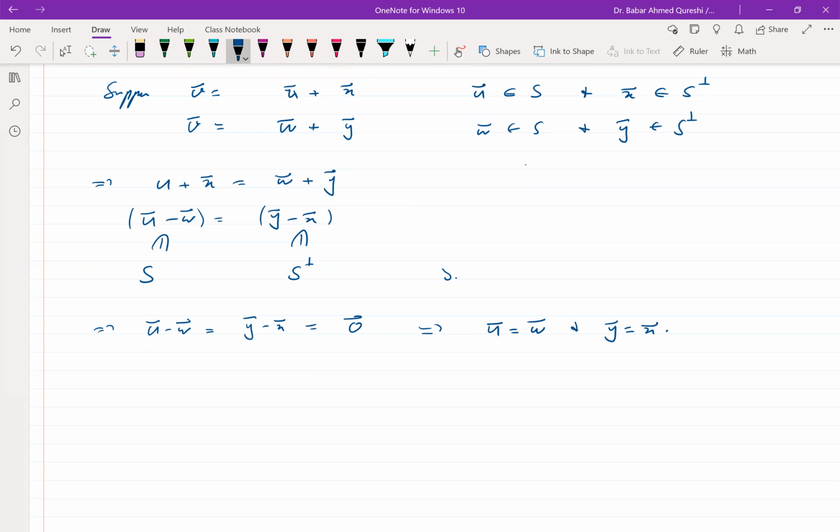because the only common thing is zero. So that means you have a unique splitting of your space.